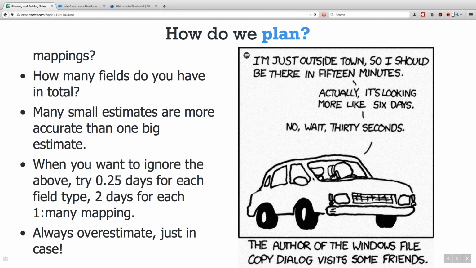And if you want to have a rule of thumb, which I encourage you not to use, I myself use about a quarter day for each unique type of field and 2 days for each one-to-many mapping. That's really rough. And of course, the last point here is the most important. Always overestimate. It's really easy to go to a client and tell them, this took a third of the time that I estimated. It's very hard to tell them it's going to take 3 times the time that I estimated.